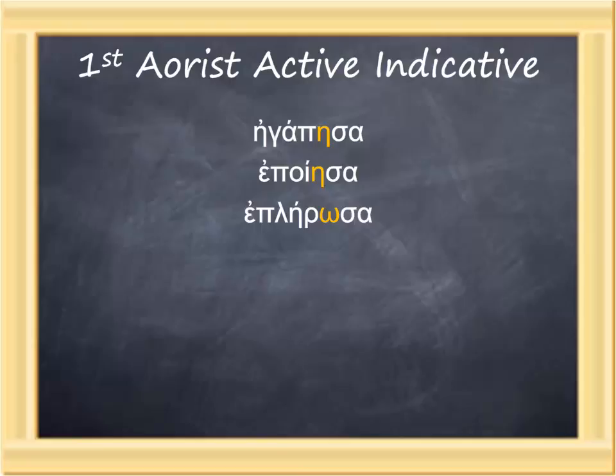Like in the future, so in the first aorist, contract verbs form the first aorist form by lengthening the contract vowel before the addition of the tense formative. So agapao in the first aorist becomes agapesa. Poieo in the first aorist becomes epoiesa. Plerao in the first aorist becomes eplerosa.